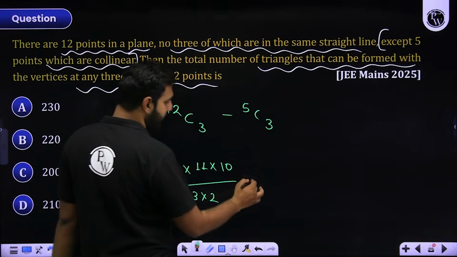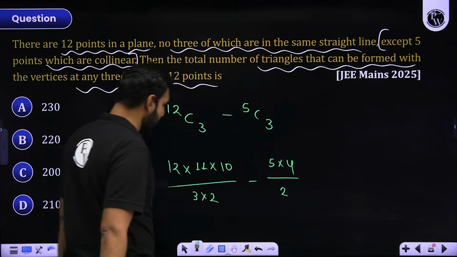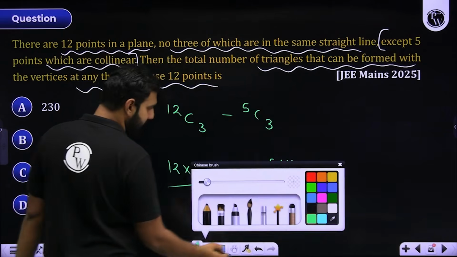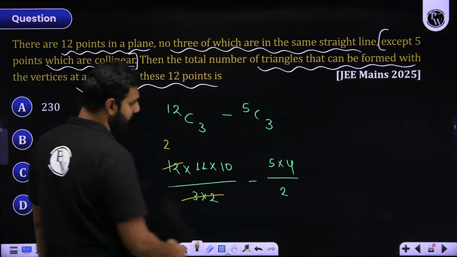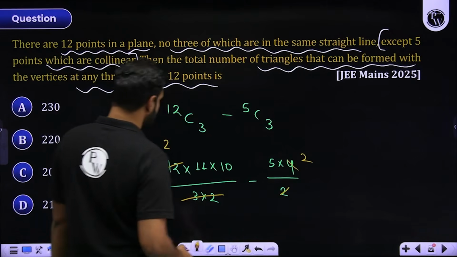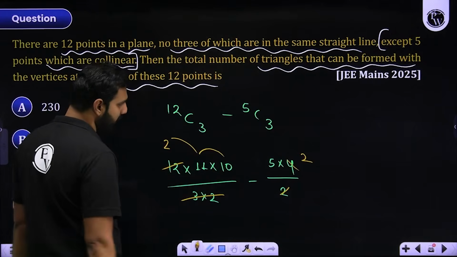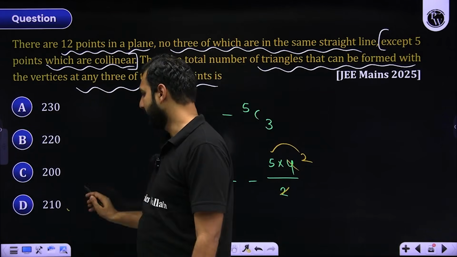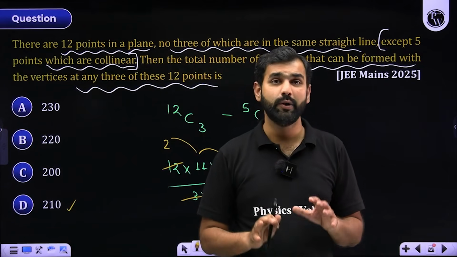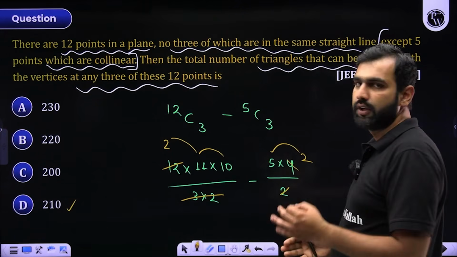So 5C3 is basically 5C2. 5C2 is 5 into 4 divided by 2 into 1. If I could simply solve this, I'll say that 3 into 2 is 6, into 2 is 12, and there you have 2 into 2 is 4. So this is going to be 11 into 2, 22, into 10, 220. 220 minus 10 is 210, which is option D. Did you get this whole part? Did you understand the whole approach? How easy these questions are and how simply you can deal with them.